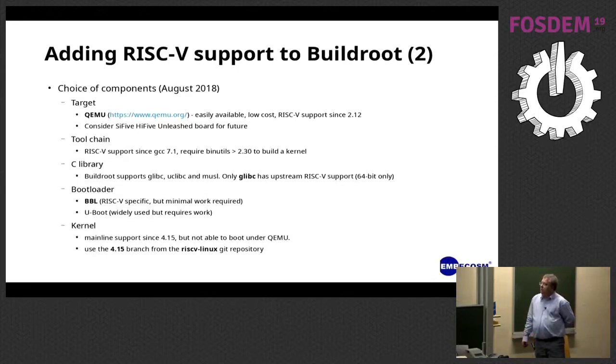Finally, the kernel. There was RISC-V support in the mainline kernel back in August at 4.15, but it wasn't able to boot under QEMU. So I've been using the RISC-V Linux Git repository and using the 4.15 branch for that. That has actually just been recently bumped using the same repository, but it's now on kernel 4.19.